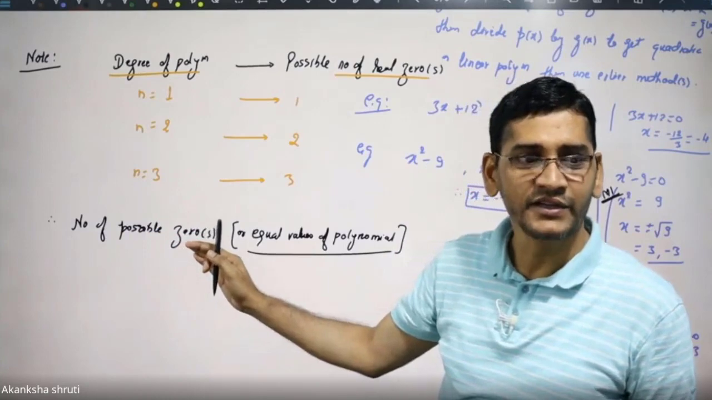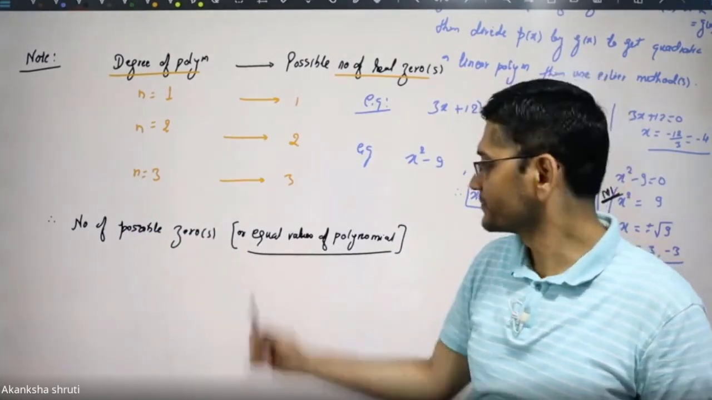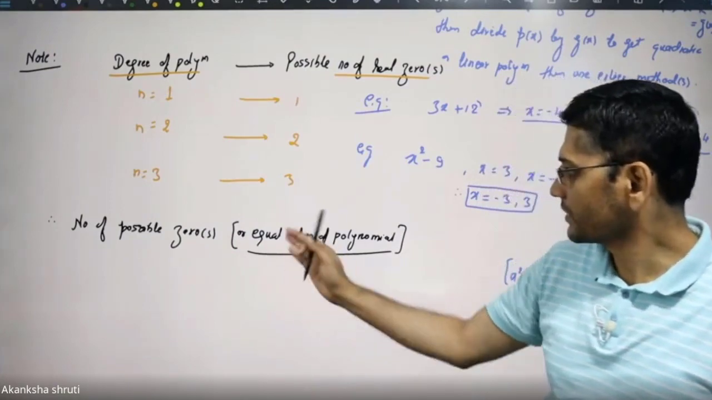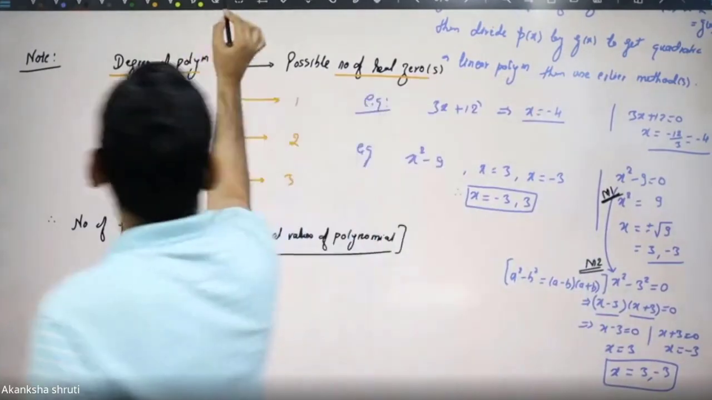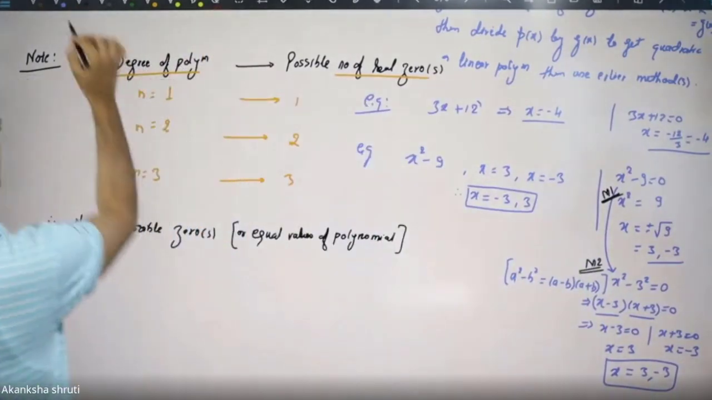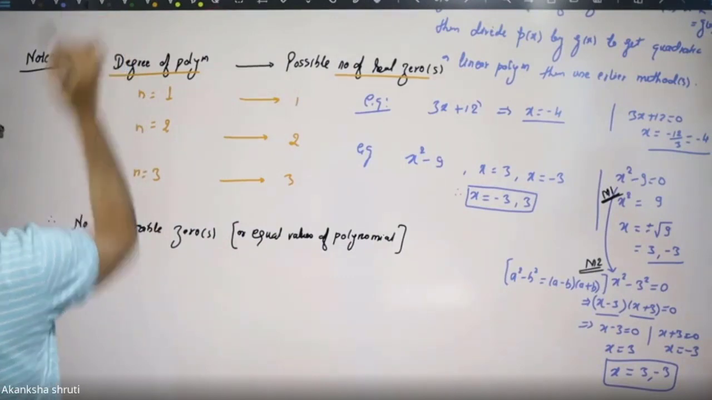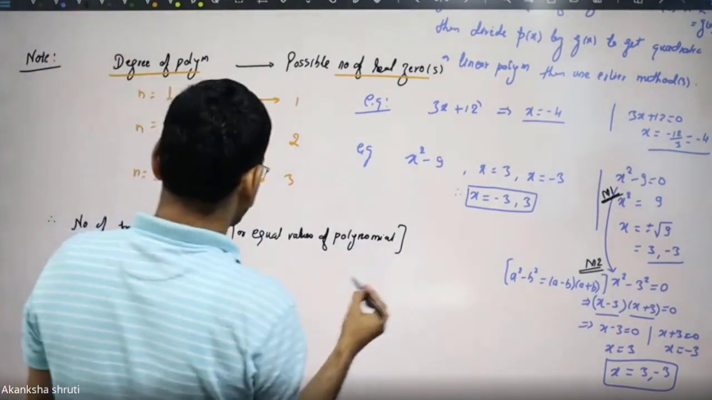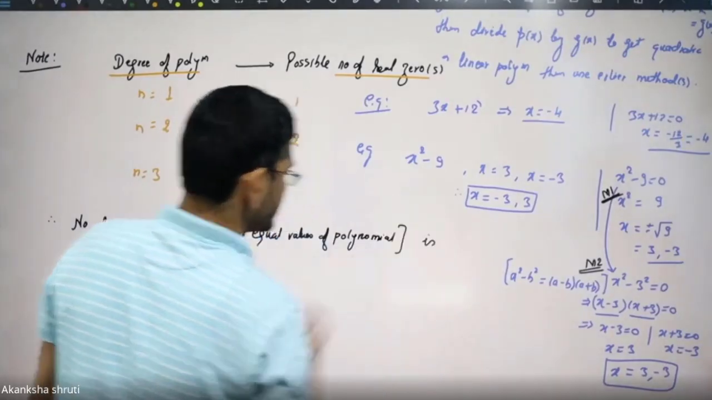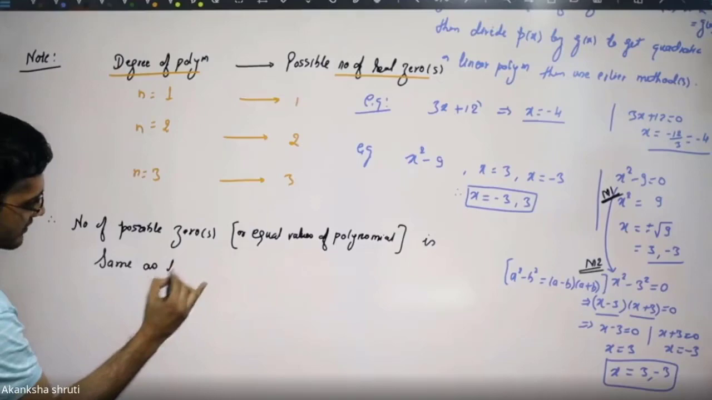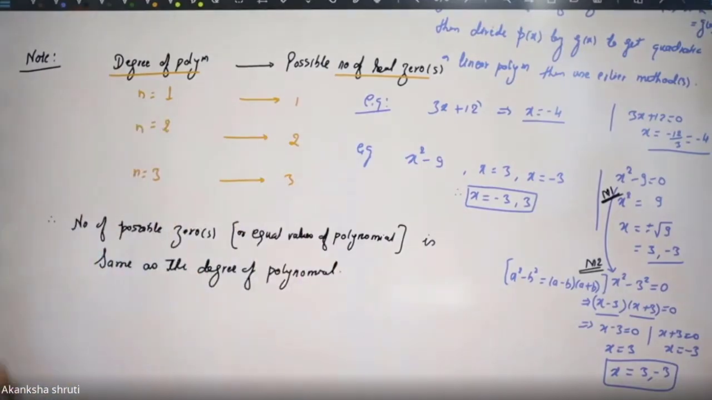Zeros is what? The value of the polynomial is 0 for different values of x. Okay, now it is this one. So whether it is asked this way or this way, do not get confused. The number of possible zeros, or the equal number of values of a polynomial, is the same as the degree of the polynomial. Very simple.